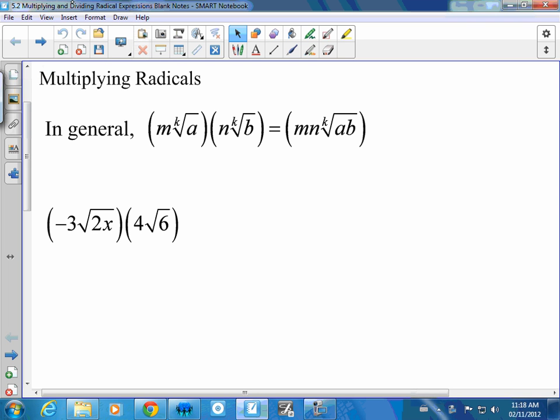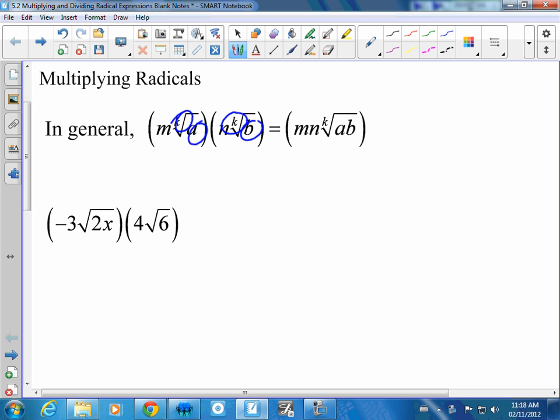Okay, so we're multiplying radicals today. The key here, guys, if you want to multiply radicals, please look here. The key is that the numbers underneath here can be different as long as the k's are the same. What are those k's there?